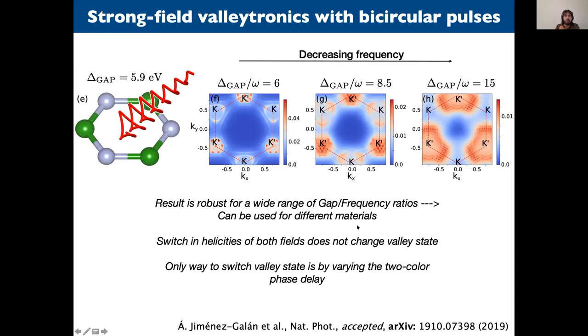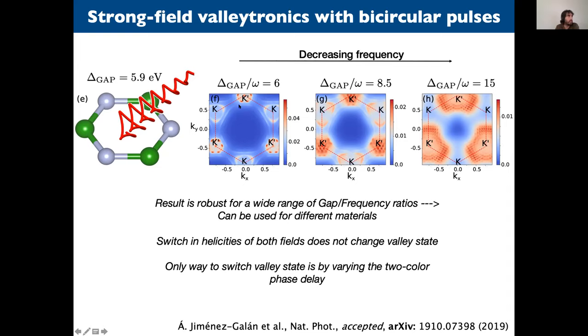And moreover, this result is robust for a wide range of band gap versus frequency ratios. So from here, from six photons to cover the band gap up to 15, which demonstrates that the same laser system can be used for materials with very different band gaps. And also, here I don't show it, but switching the helicity of the omega and two omega fields, but keeping their same orientation of the threefold, will not switch the valley state. So it is also robust to slight ellipticities of the drivers.